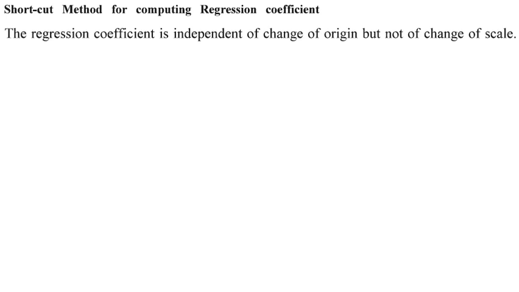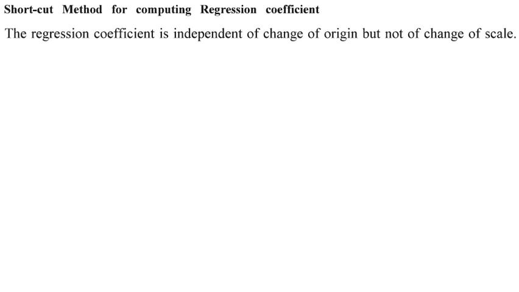Let me remind you once again, the change of origin means adding or subtracting values from the observation. The change of scale means multiplying or dividing values of the observation. So our correlation coefficient was independent of the change of origin and change of scale. Now in our current chapter, the regression coefficient is independent of the change of origin. That means we can add and subtract any value from the observation, and our answer will not change. But the regression coefficient is not independent of the change of scale.